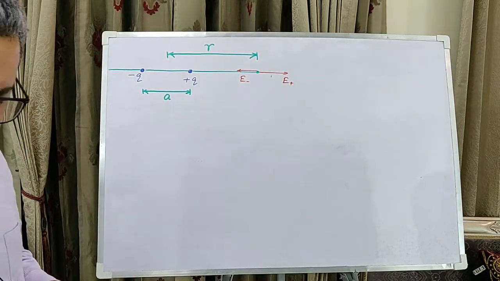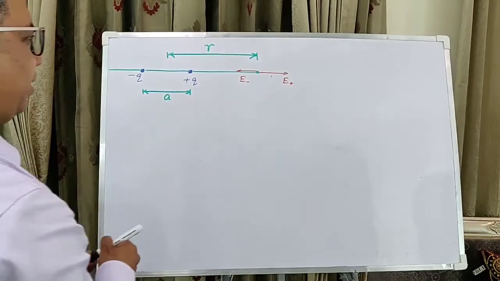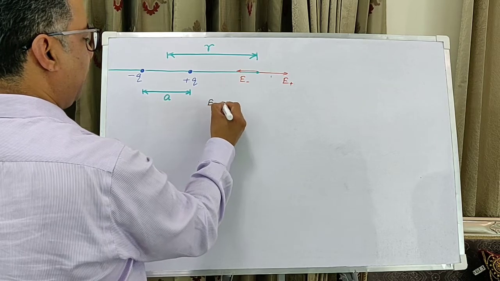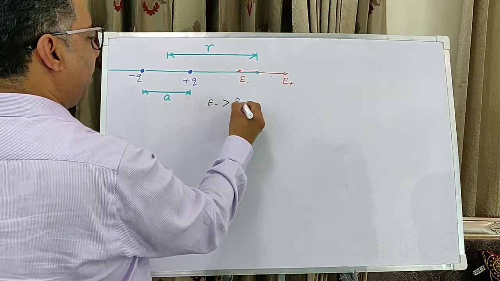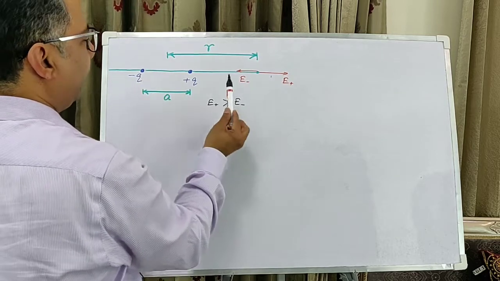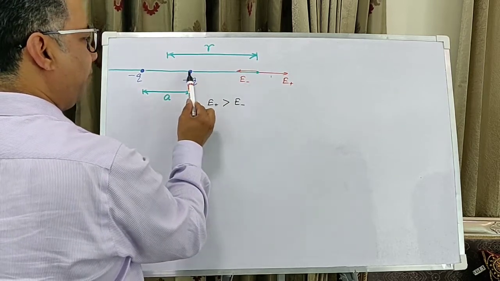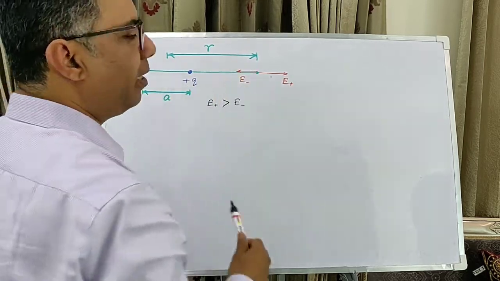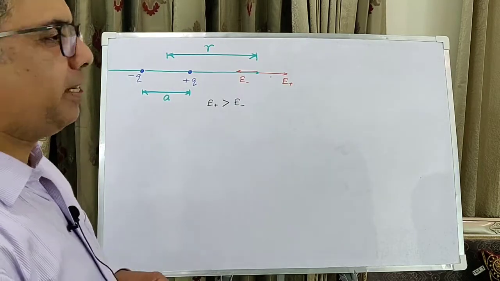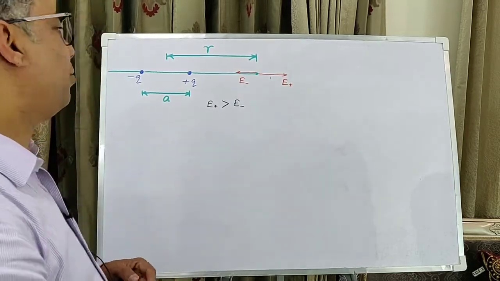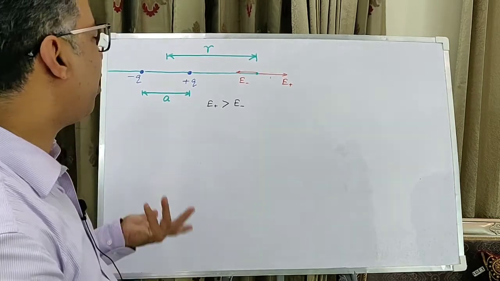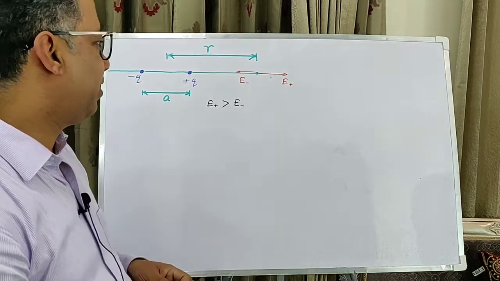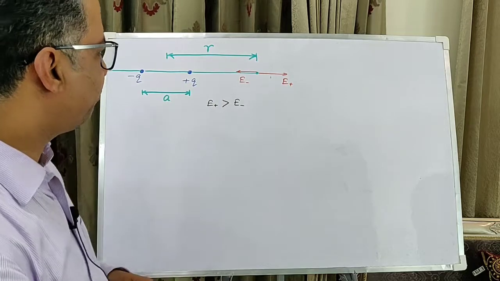Now we are quite easily capable of guessing that E plus is greater than E minus. Even though the charges are equal, the distance of this point from the positive charge is less, and the distance of the point from the negative charge is greater, and we know that electric field is inversely proportional to the square of distance from a charge, and therefore the electric field due to the positive charge is greater than the electric field due to the negative charge.